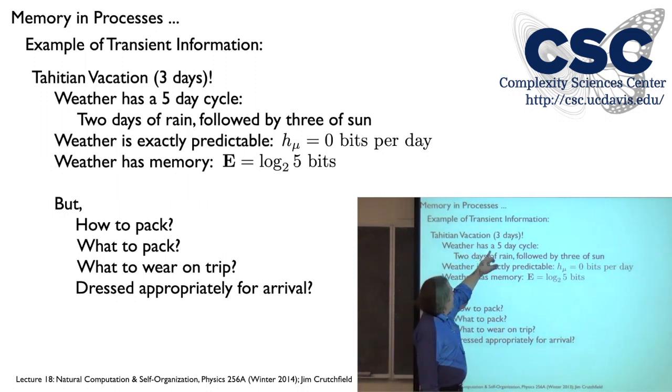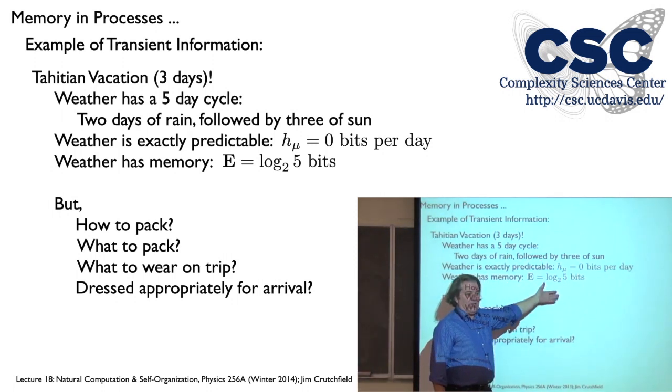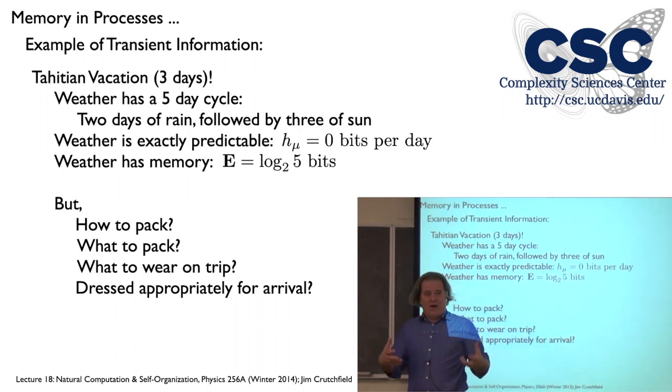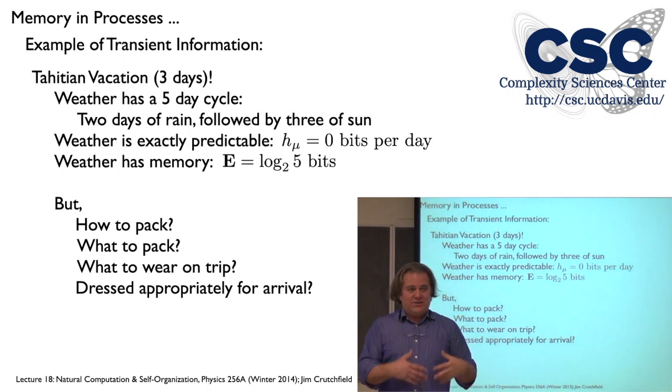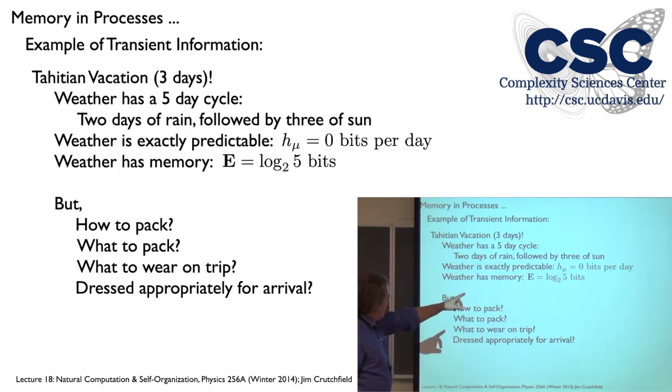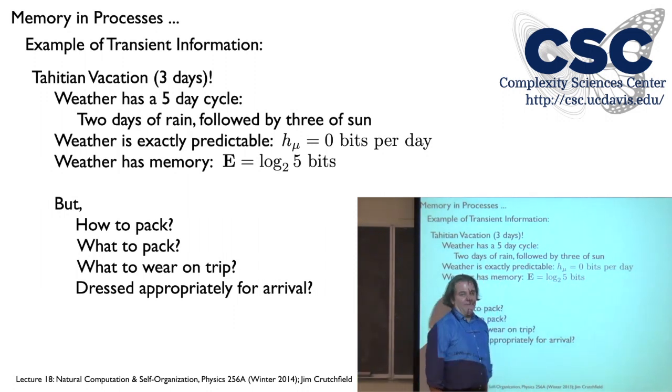And we know that on Tahiti, there's a 5-day weather cycle. We have 2 days of rain, followed by 3 days of sun. Okay, so we know that. A couple of the immediate information consequences: we know it's a period 5 cycle. Therefore, h_mu is 0. It's completely predictable. And the weather system down there stores a certain amount of information. The past-future mutual information, the excess entropy, is log of the period, or log base 2 of 5 bits.